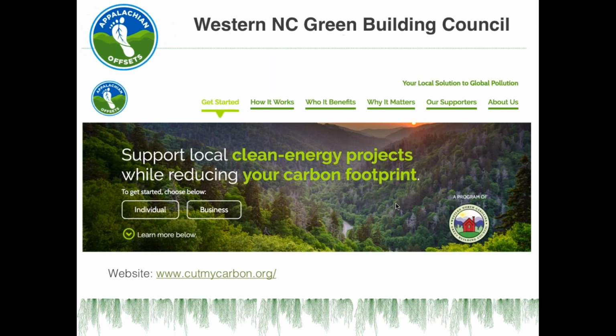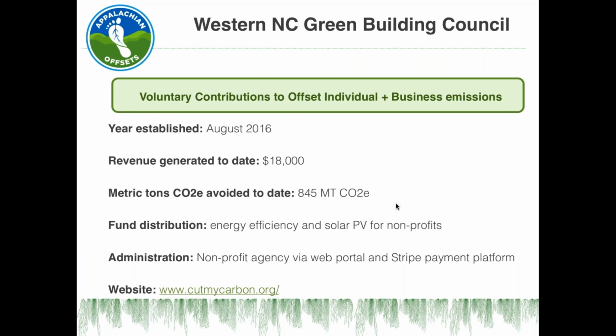And then the last fund that I wanted to present is actually outside of California. It was designed for the Western North Carolina Green Building Council. It's called Appalachian Offsets. This is just a screenshot of the landing page for this carbon fund. You can see that there are both individual and business calculators that allow for estimation of carbon emissions generated from various activities. EcoShift built both these calculators for Appalachian Offsets. And how this fund works, it's pretty similar to the Monterey Bay Carbon Fund.